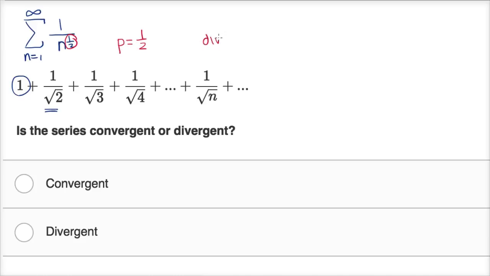Remember, we're divergent when our p is greater than 0 and less than or equal to 1, which was clearly the case right over here. So this is going to be divergent.